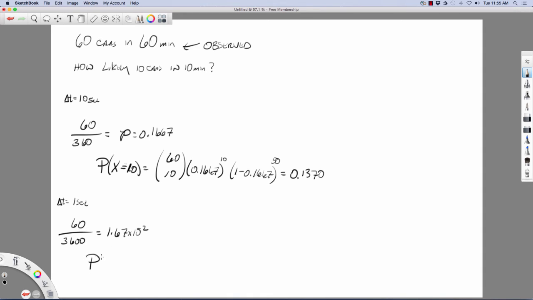So our probability that x is equal to 10 is going to be equal to our binomial coefficient, in 10 minutes, 600 choose 10, and then our probability 1.67 times 10 to the minus 2 raised to the 10, times 1 minus 1.67 times 10 to the minus 2 raised to 590, which is 600 minus 10. That gives us a probability of approximately 0.126.